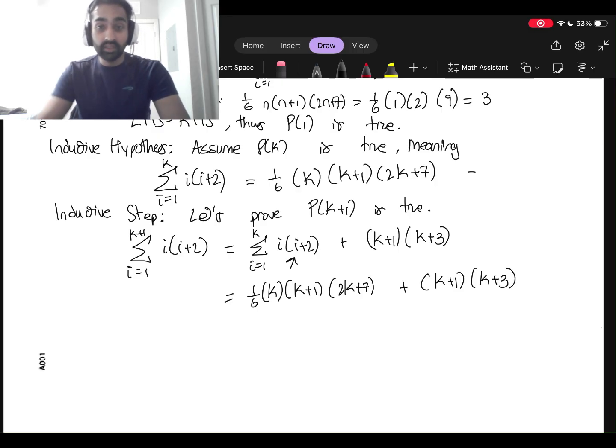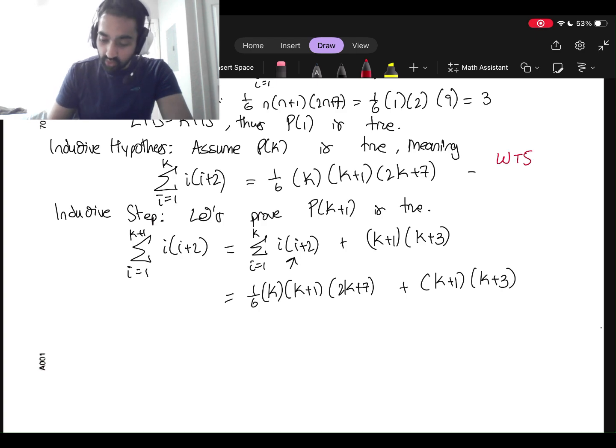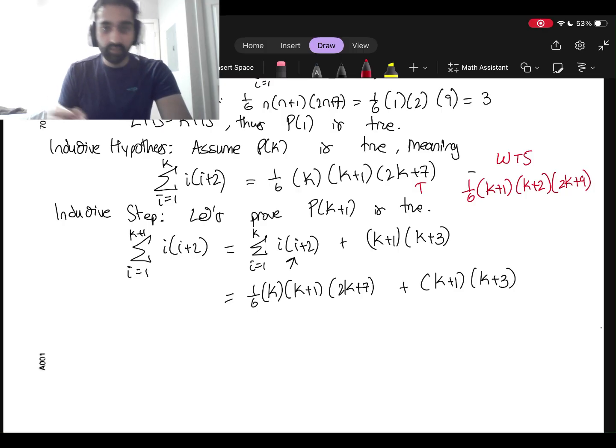Yeah, I want to show that this is equal to the right-hand side with k plus 1 in place, right? What will help a lot is if I could figure out what that is supposed to be, so that I could then manipulate this towards that. So I'm going to write it in red here. I'm going to use this, but instead of k, I'm going to put k plus 1. So it's going to be 1/6 times k plus 1. Then the k plus 1 will become k plus 2. And then the 2k plus 7 will be 2k plus 9, because it'll be like 2k plus 2 plus 7, and 2 plus 7 is 9. So I want to show that this thing here is equal to that.